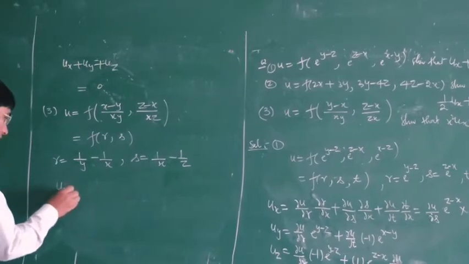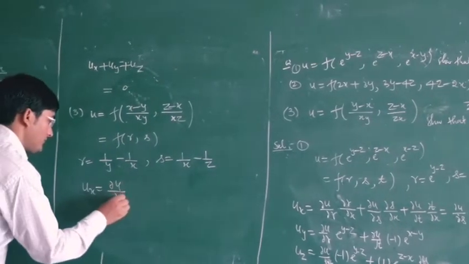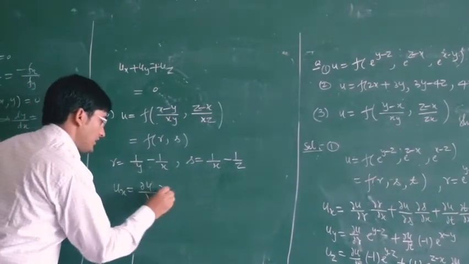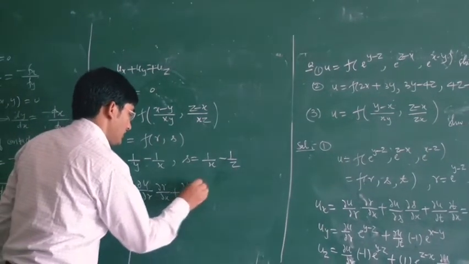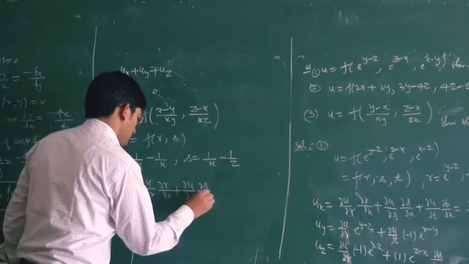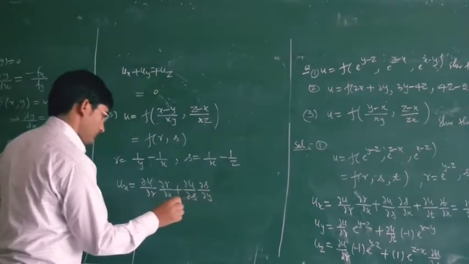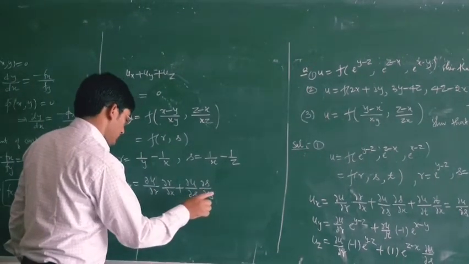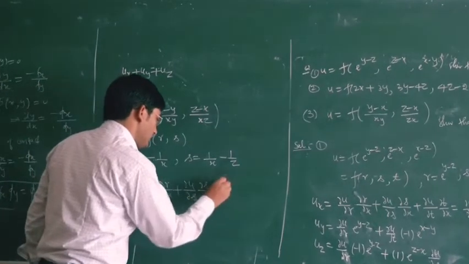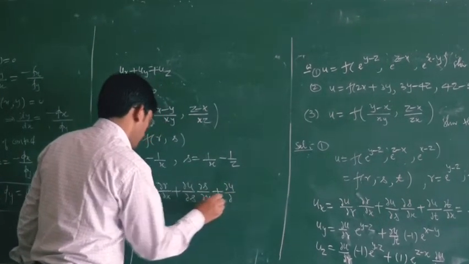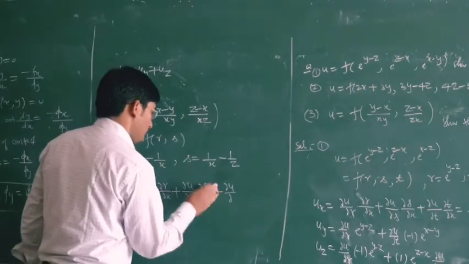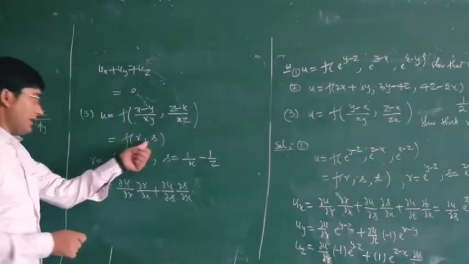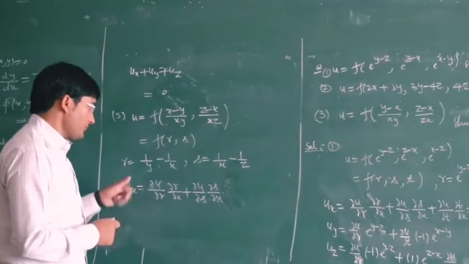So our ux will be del u upon del r, and then del r upon del x, then we will have del u upon del s into del s upon del x. Okay, we have just two terms r and s, so we have these two terms.